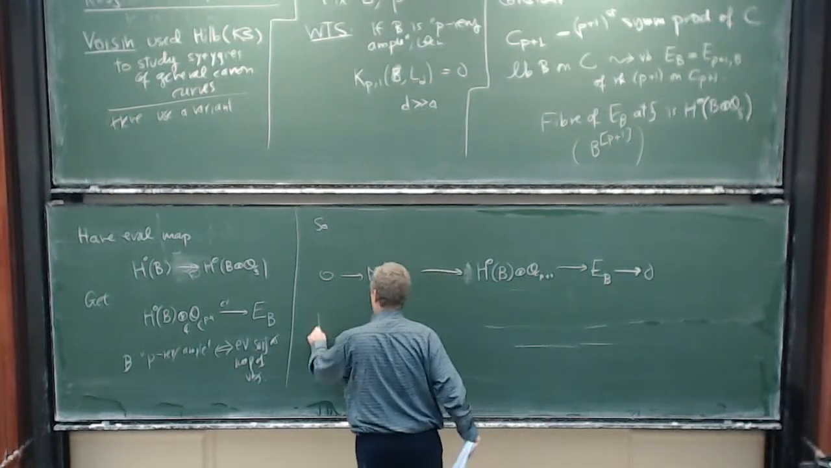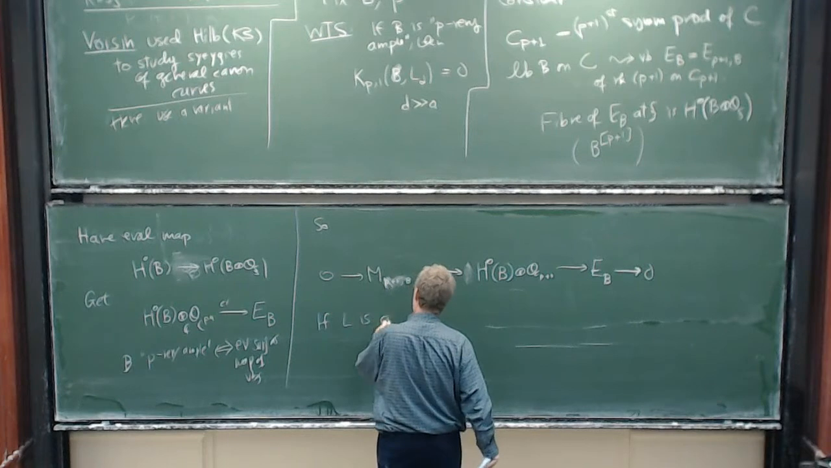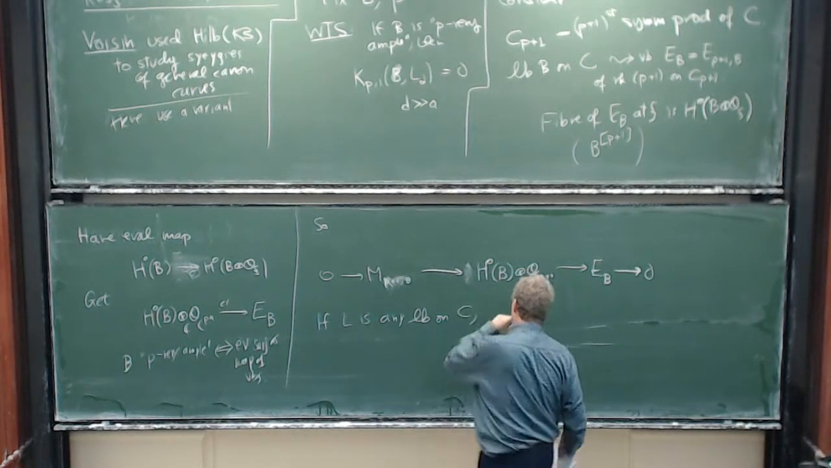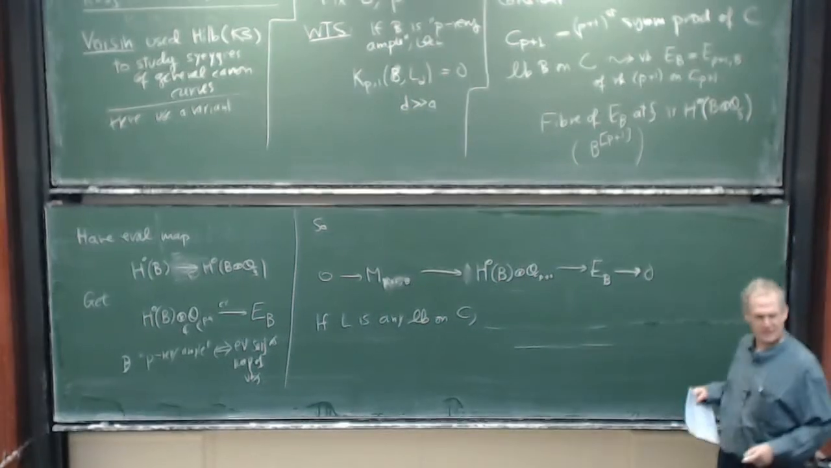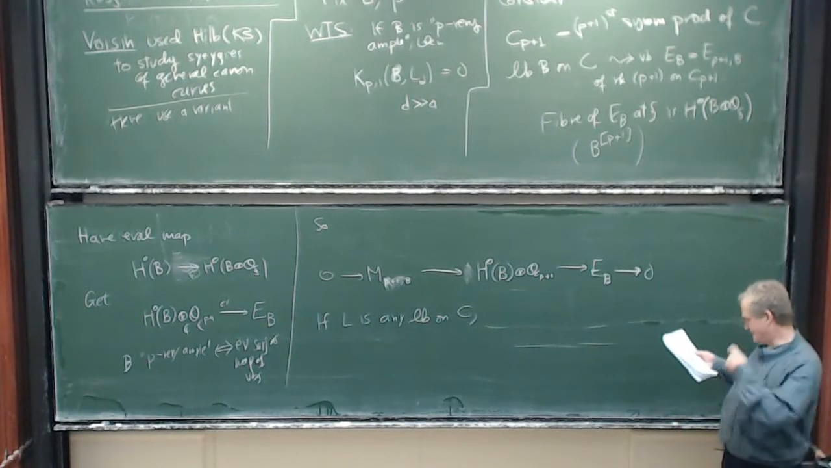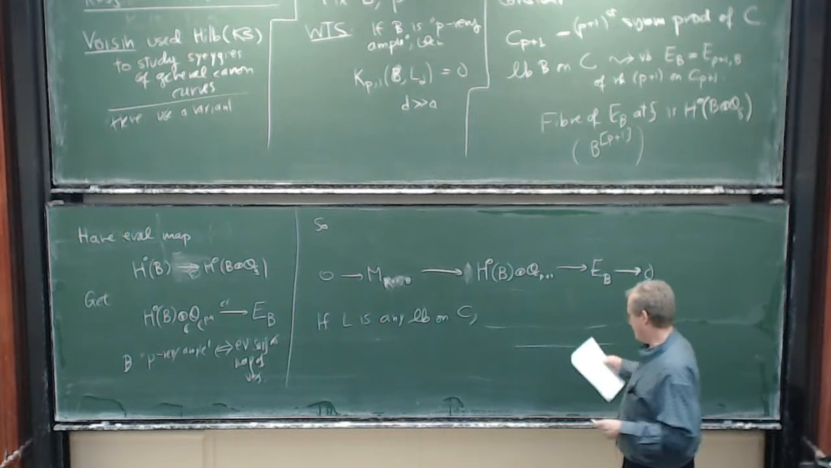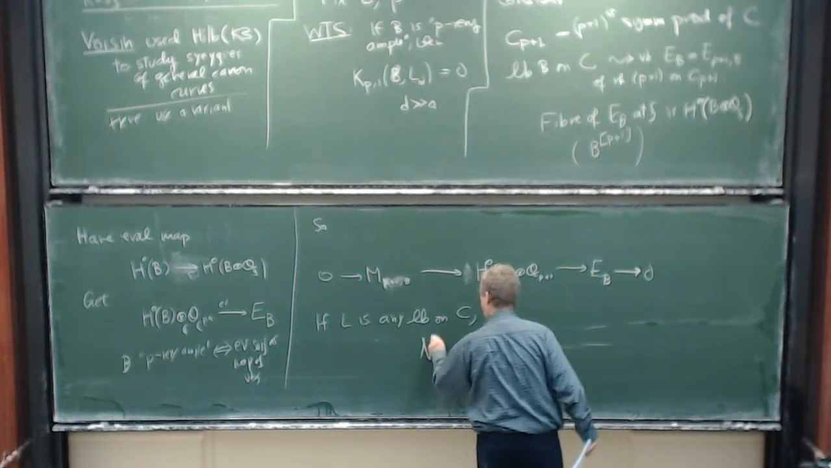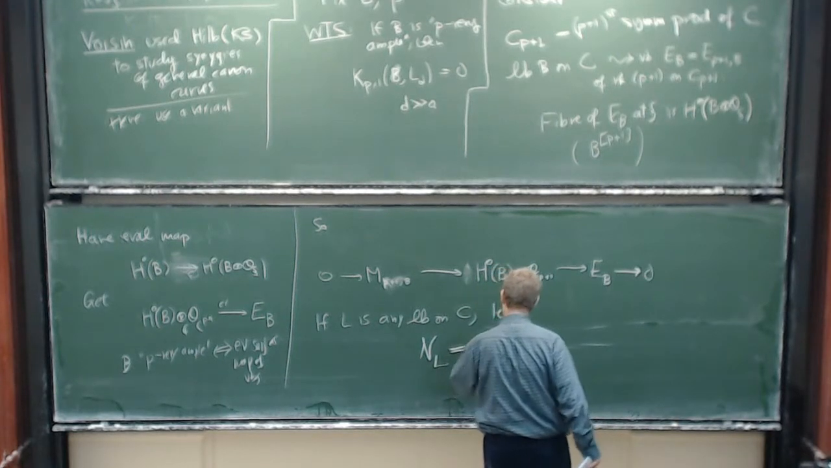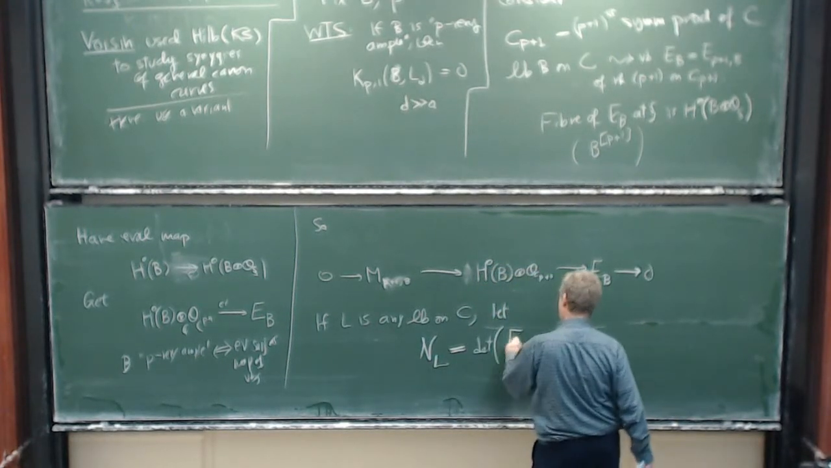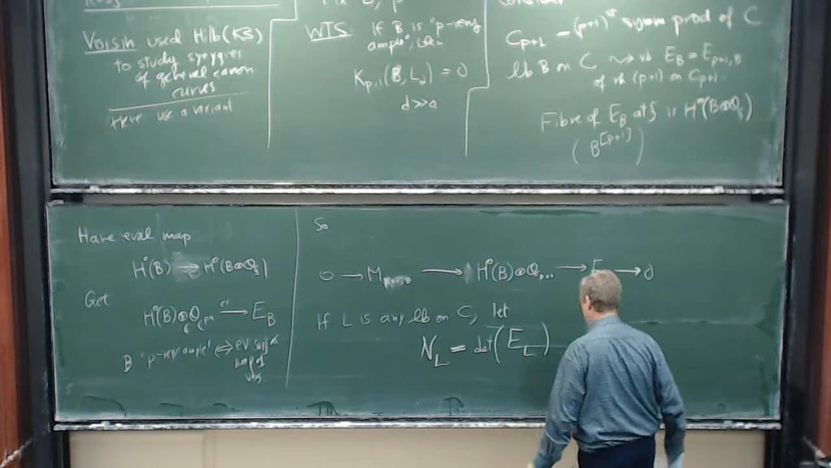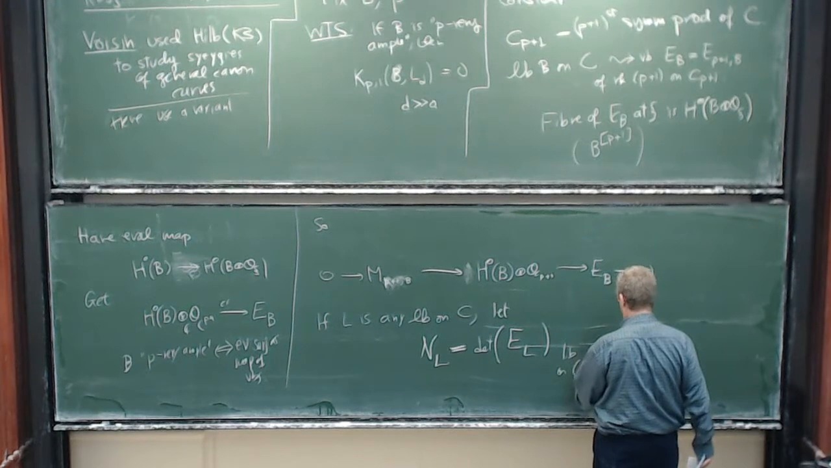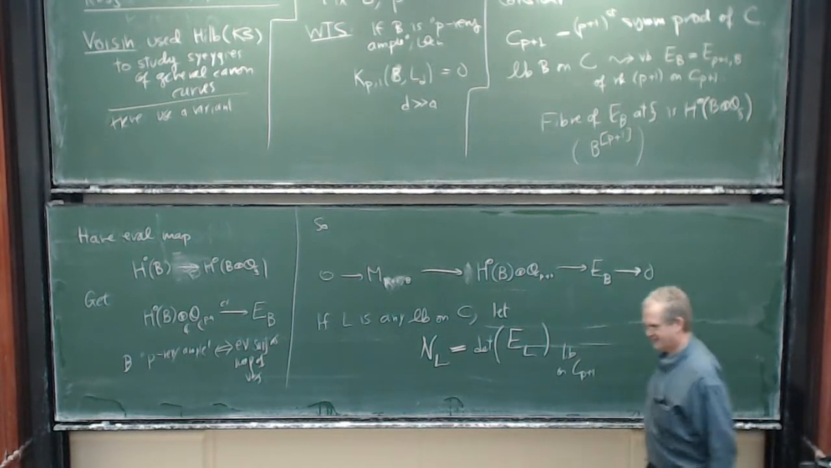Again, if L is any line bundle on C, then we can do the same construction with B and L instead of C, and you can take determinants. So let's let N sub L be the determinant. This is now a line bundle of this vector bundle E sub L. So this is a line bundle on CP plus 1. Again, these have been well studied.